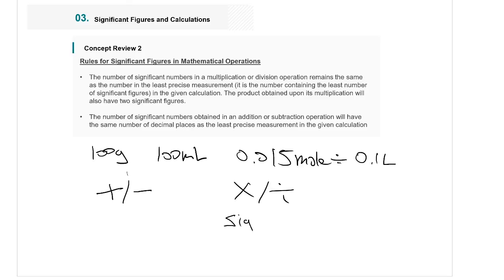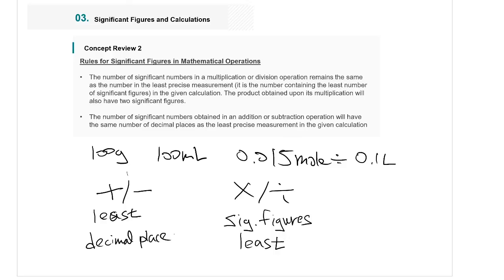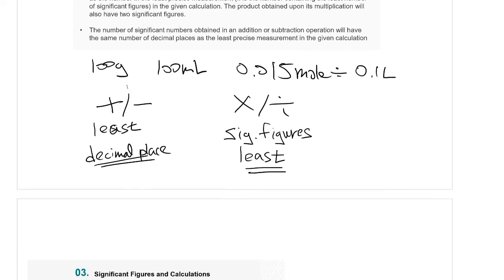Okay, so the general rule is that when we do multiplication and division, we keep the least significant figures. For addition and subtraction, we keep the least decimal place. So multiplication and division, we keep the least significant figures. Addition and subtraction, we keep the least decimal place. Decimal place, significant figures. All right, so we can move on.